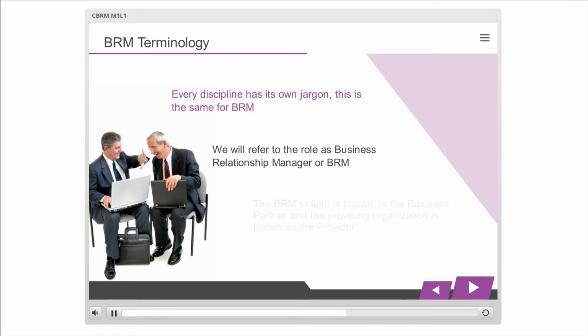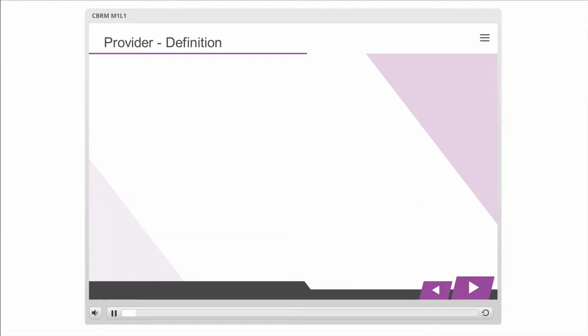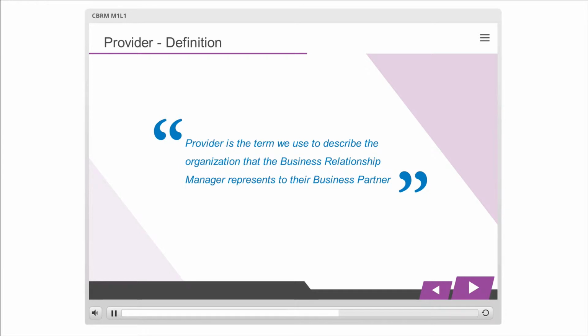You should also recall that the BRM's client is known as the business partner, and the providing organization is known in BRM as the provider. Providers could be IT, human resources, marketing, finance, and other organizations or departments. The BRM body of knowledge gives the following formal definition of provider. Provider is the term we use to describe the organization that the business relationship manager represents to their business partner.